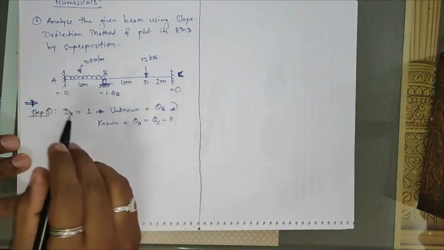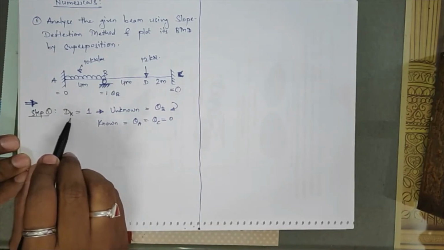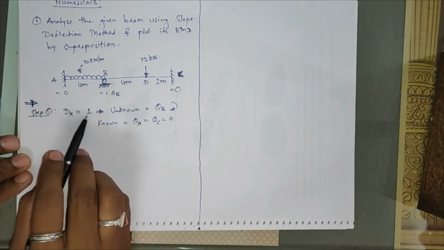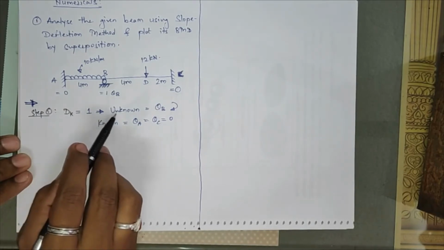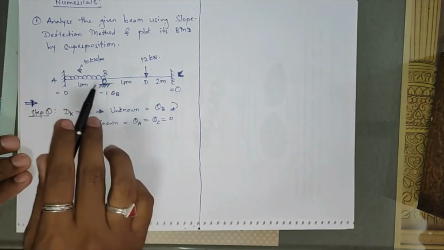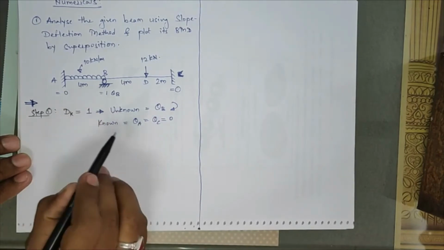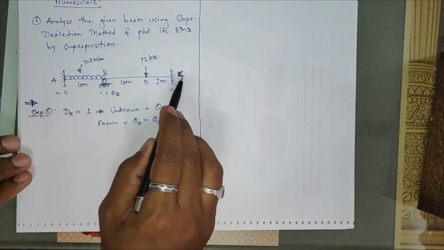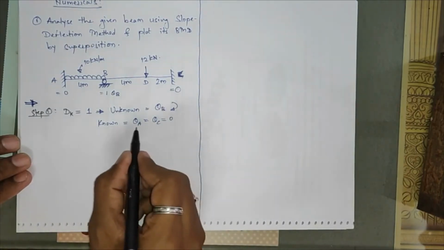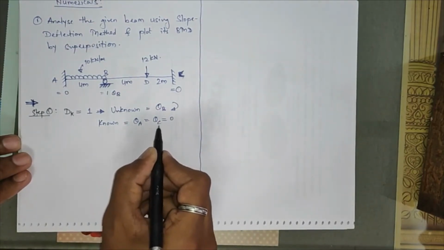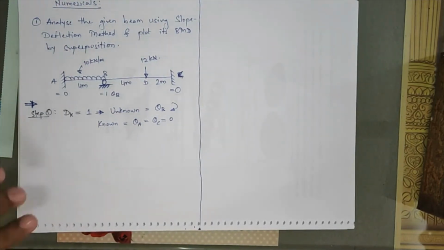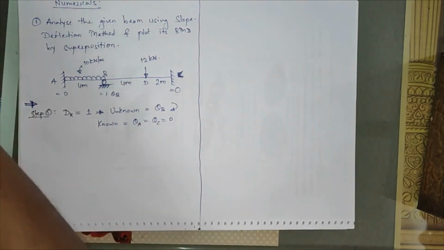So this will be our first step: you have to calculate the degree of kinematic indeterminacy in this continuous beam. It is coming equal to 1. Which are those? That is the unknown displacement occurring at joint B, and the known displacements occurring at joint A and at joint C. I'm calling this displacement, not rotation, because that will be simple to understand. Then this will be our first step.